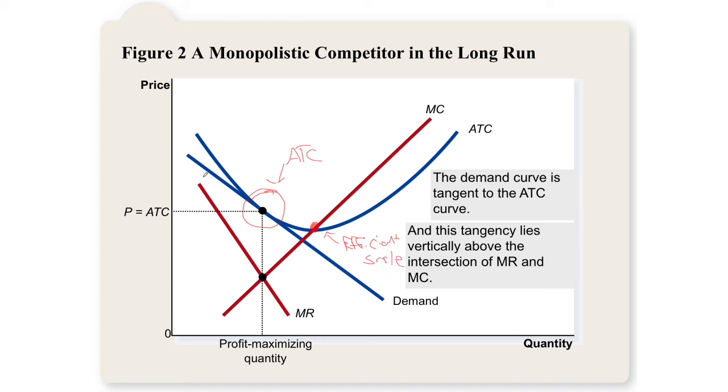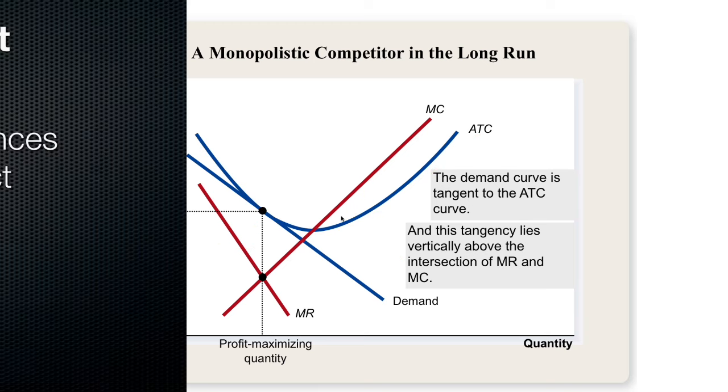So you have to first draw demand, marginal revenue, marginal cost. Once you've done that, you find the profit maximizing quantity, and you go ahead and you draw your ATC tangent to it. Okay, so this is really very important. That sometimes makes this a difficult graph to draw correctly.